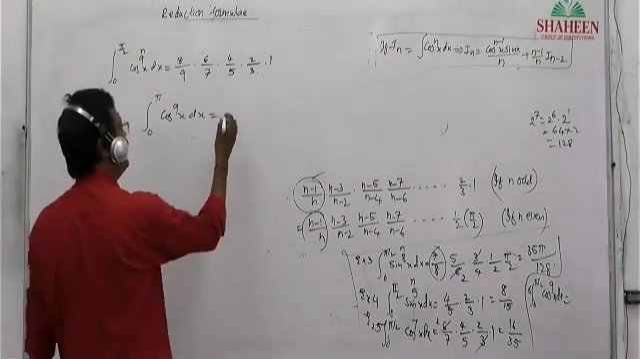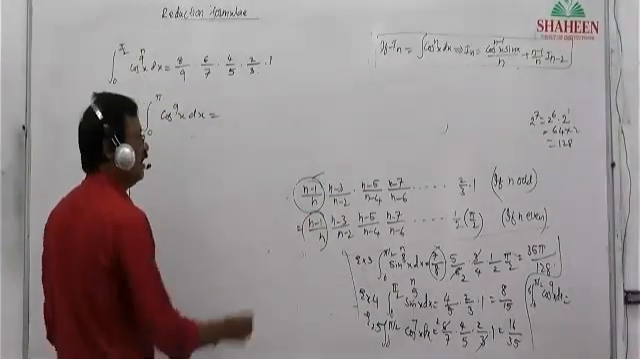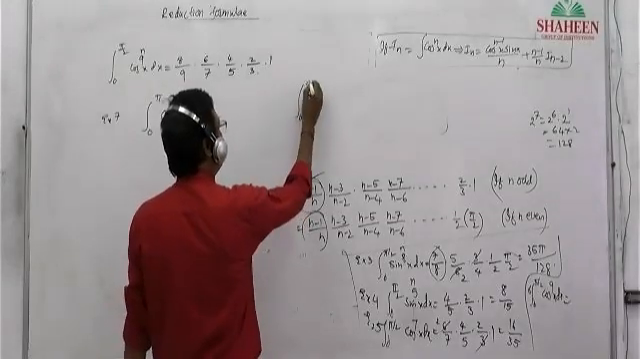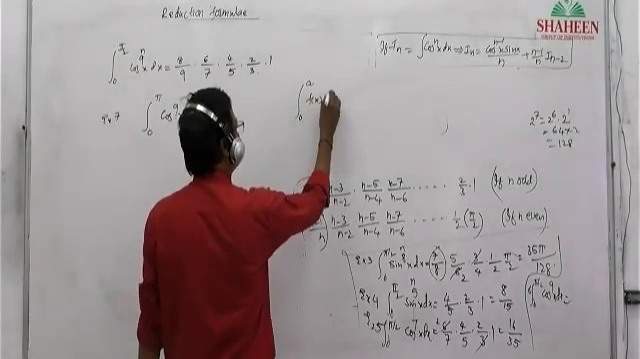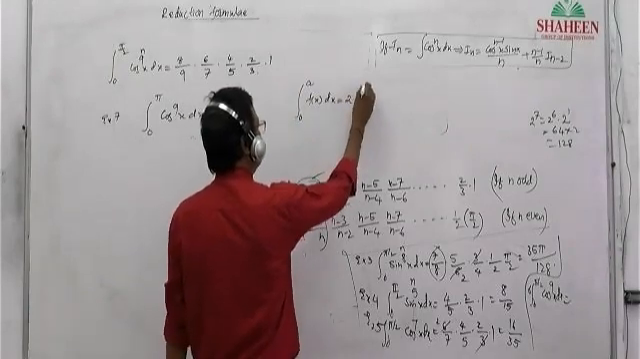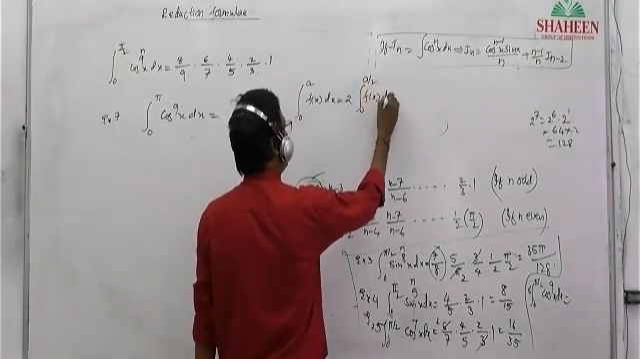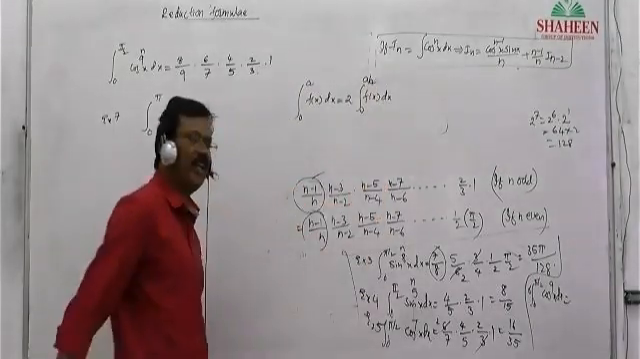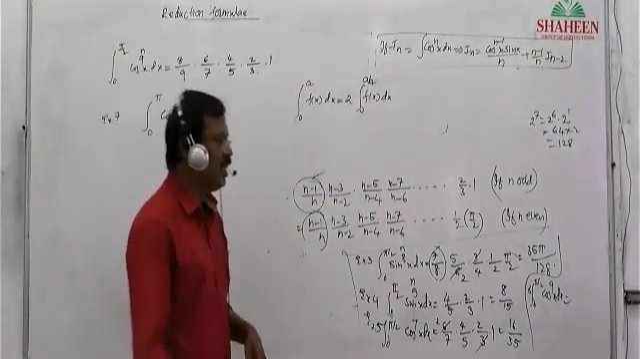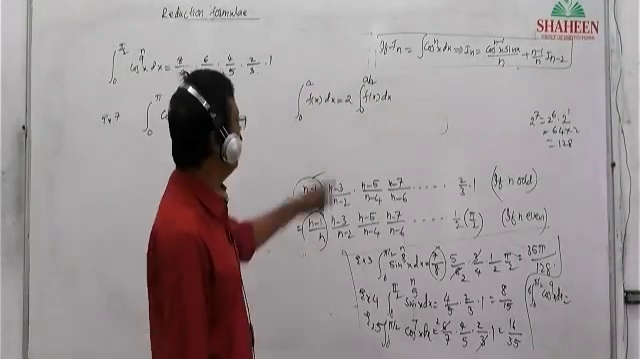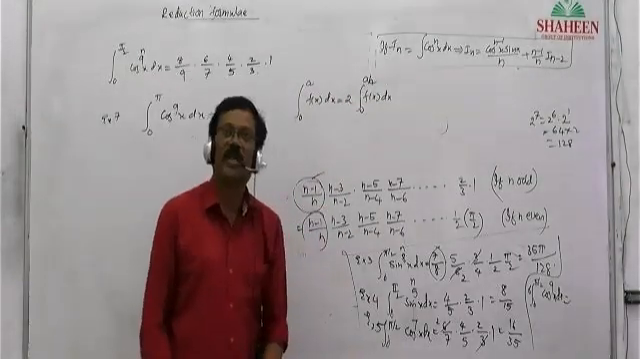How do we write 2 times of this one? Integral 0 to a f(x) dx will be 2 times the integral from 0 to a/2 of f(x) dx. When we write the integral 0 to a f(x) dx, we are writing 2 times the integral of 0 to a/2.